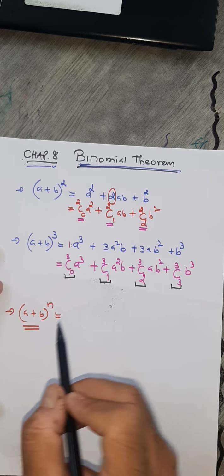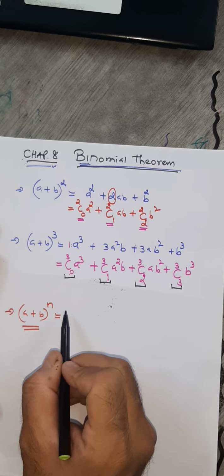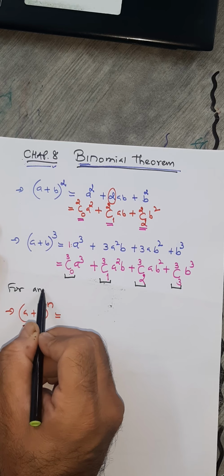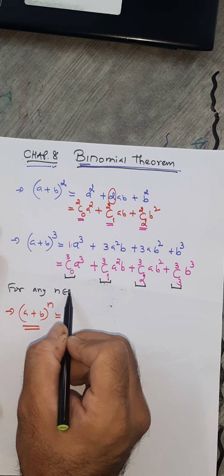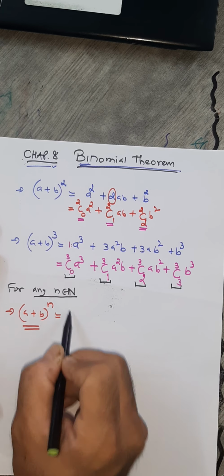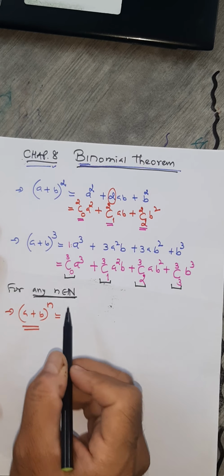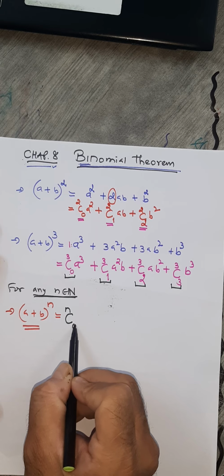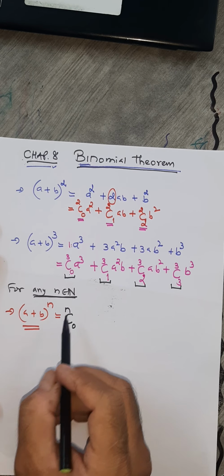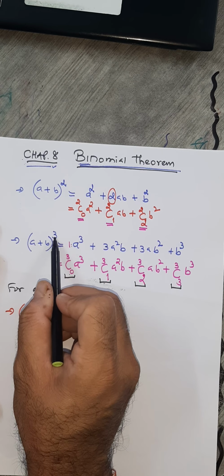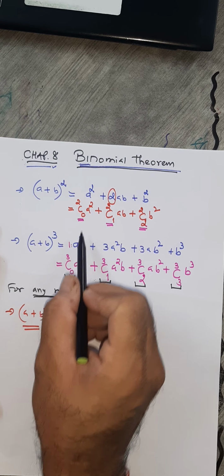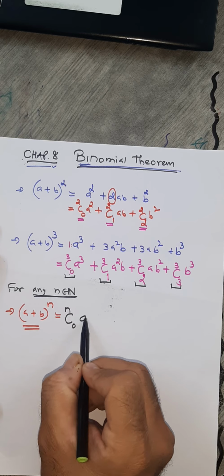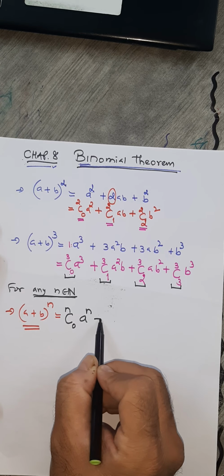So I'll generalize this concept. For any positive integer, remember, for any n belongs to N, we are doing this. So it starts with nc0. nc0 is 1, you know. Now you see, if it's raised to 3, it starts with a cube. If it's raised to 2, it starts with a raised to 2. So here obviously it will start with a raised to n.